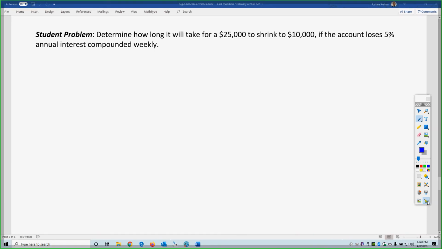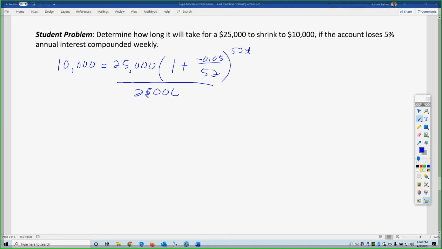Okay, so we're compounding weekly this time, and we're going to lose money, so we're going to shrink down to $10,000. Our original principal was $25,000. Our interest rate is losing 5%, and it's weekly, so it's 52 compounds. So we'll divide by the 25,000. That's 2/5, because those cancel, giving me 10/25. So that's 1 plus negative 0.05 over 52 to the 52t.